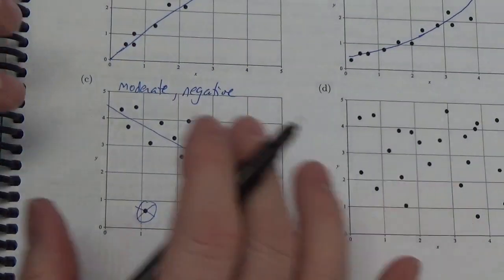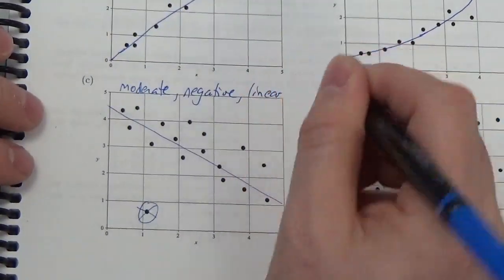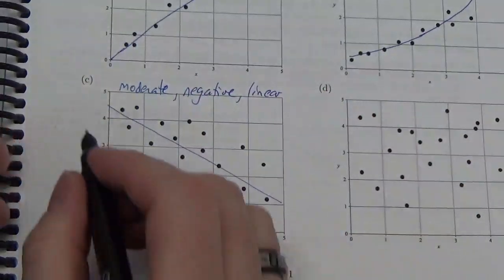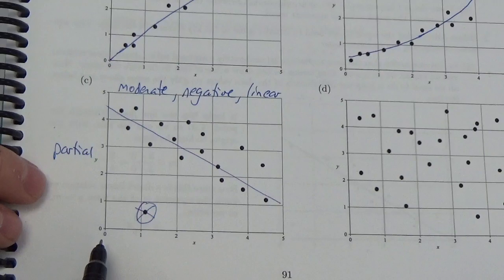And now because it is linear, I can tell that it's linear. It's not curving like that other one did here. I might be able to look at this and say, well, this is going to be partial because it doesn't go through the origin.